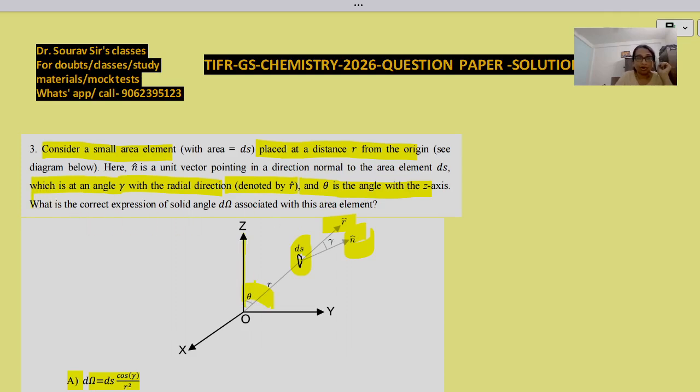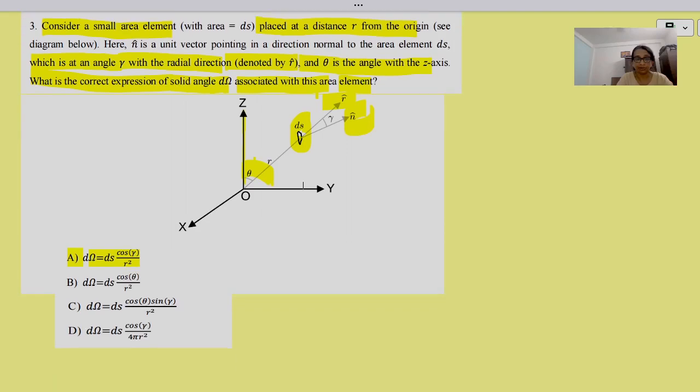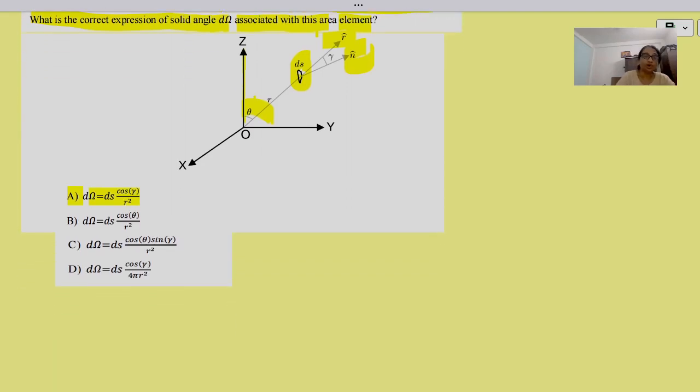What is the correct expression of the solid angle dΩ associated with this area element? They are asking about the solid angle dΩ associated with this area element. We can solve this question on the basis of concept, and four options are given for the dΩ value. Now start the solution with the proper concept.